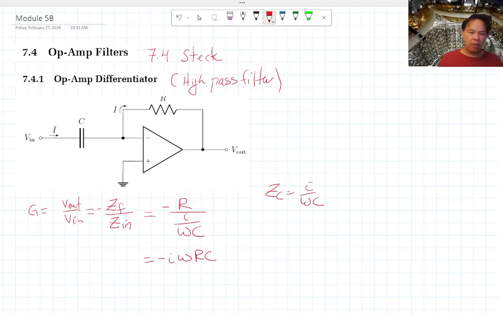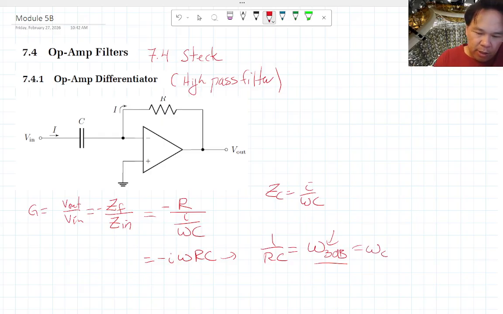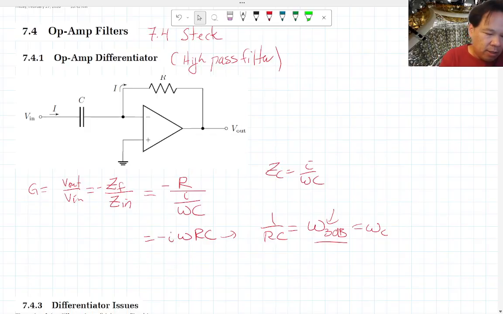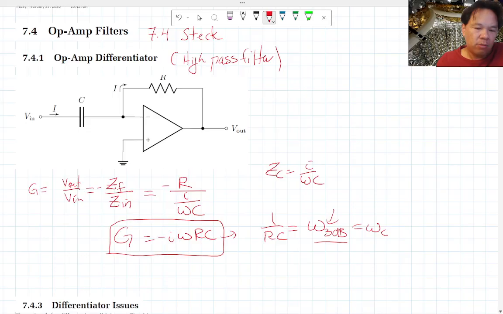Okay, and just as before, 1 over RC is going to determine where the omega 3 dB is. Well, the omega 3 dB, that's kind of like the corner frequency, sometimes written as omega C. Okay, so as you can see, the gain of this circuit is basically proportional to the frequency. And what happens is that at higher and higher frequency, you're going to get bigger gain.